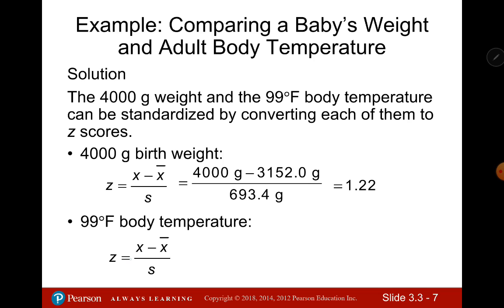So we do the same thing for the second x value in another data set. I still use the same formula, z. But this time, the x value is 99, and the mean value and standard deviation are from the second data set. We get another z-score. Now we can compare these two standardized scores, and compare which one is more extreme.